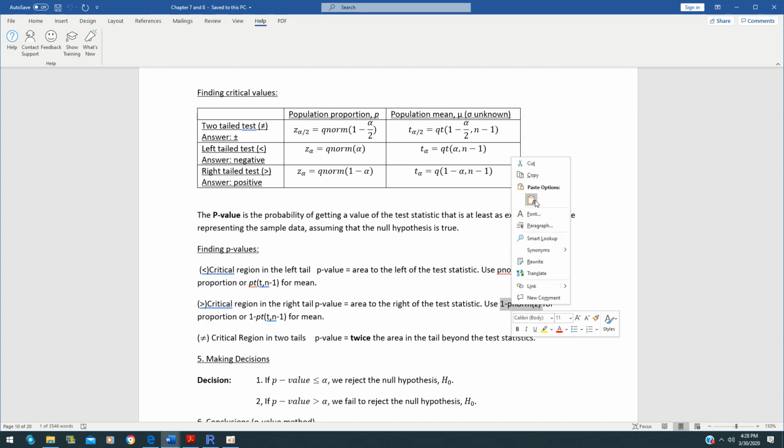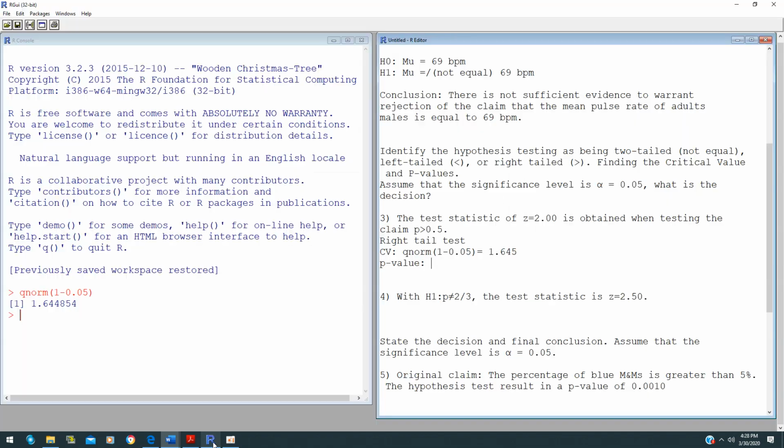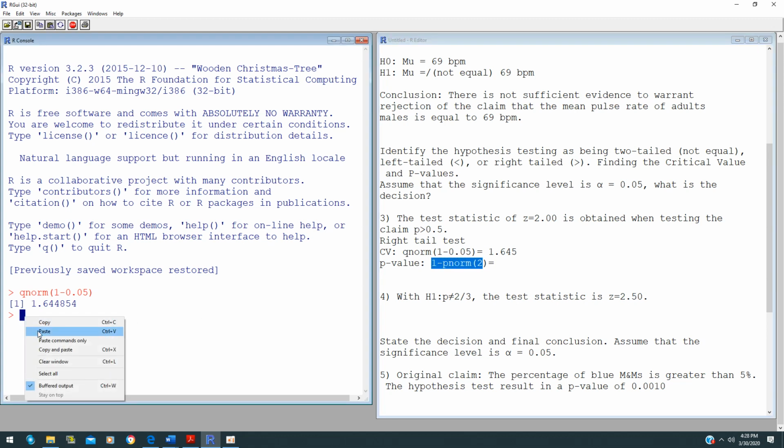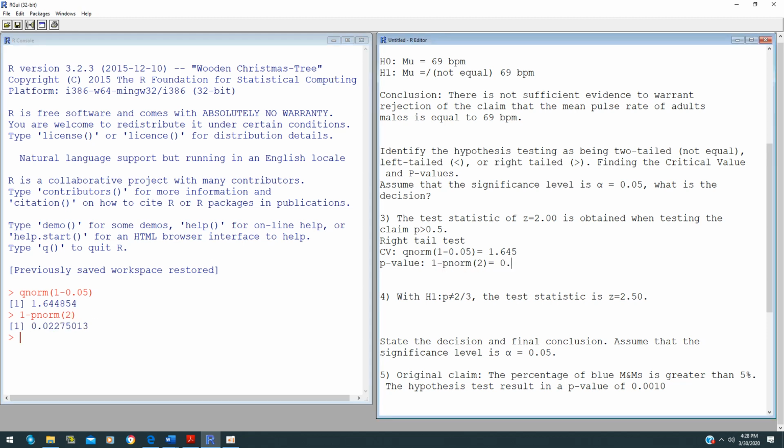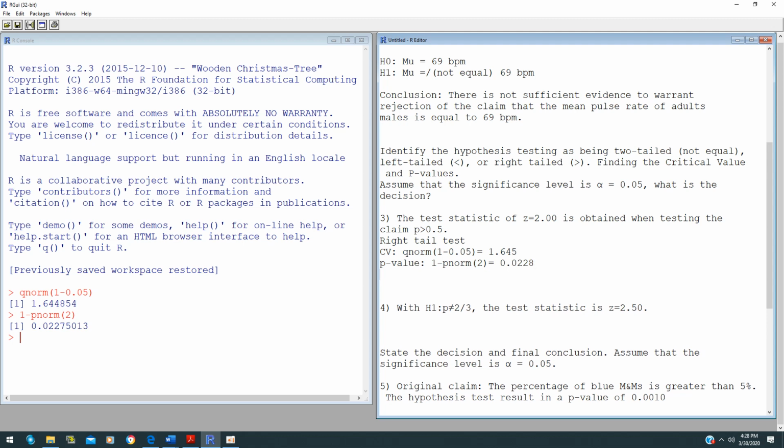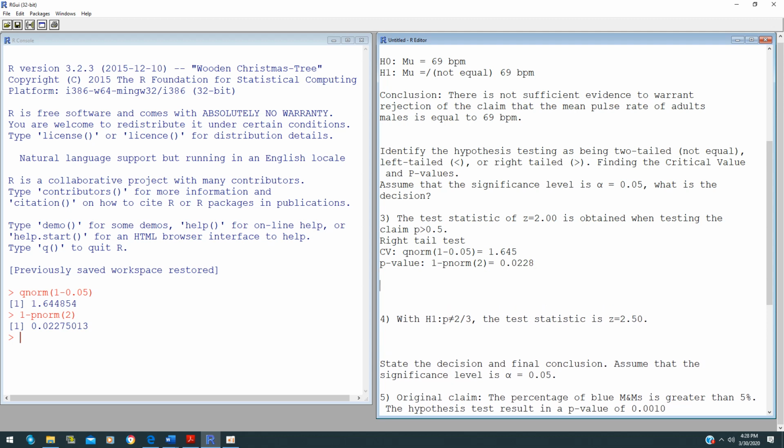What is z in this case? The z is provided to us in the question, which is 2. So you just need to figure out 1 minus pnorm of 2. If you copy and paste this into R, 1 minus pnorm of 2 is 0.022778. So that is the p-value in this case.